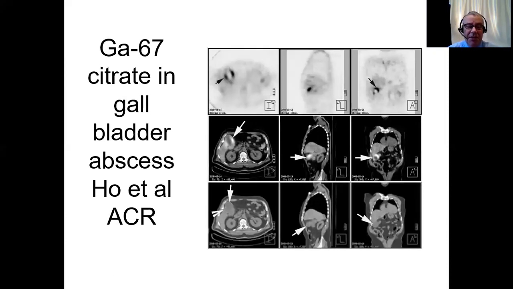Here is a gallium study with a SPECT-CT. This is gallium citrate in a gallbladder abscess by an American publisher called Ho. I think he was working somewhere in the Midwest. And this is in the ACR. And he showed that, for example, this is a patient with cholecystitis, and you can see the gallium uptake around the gallbladder. Now, why SPECT-CT was so useful in the gut is because there's a lot of non-specific gut activity with gallium-67 citrate.